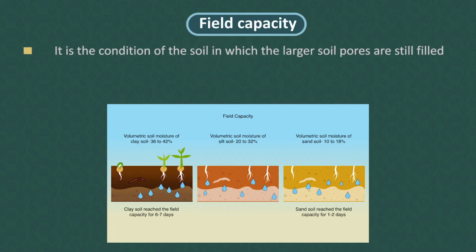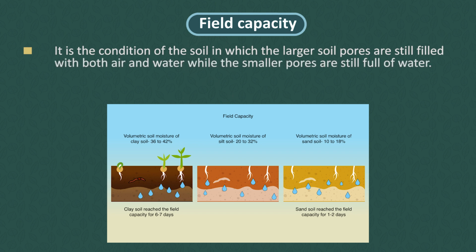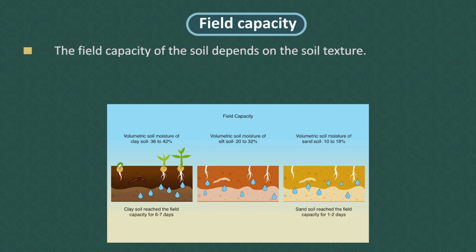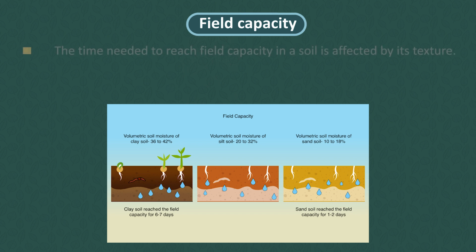Student, now next is the field capacity, which can be understood through the following points. Viewers, it is a condition of the soil in which the larger soil pores are still filled with both air and water, while the smaller pores are still full of water. At field capacity, the water and the air content of the soil are considered ideal for crop growth. The field capacity of the soil is dependent upon the soil texture. The time needed to reach field capacity in a soil is affected by its texture.